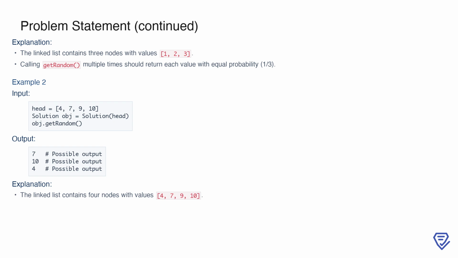The goal is to ensure that the random selection is fair and that all node values are equally likely to be returned. This example illustrates how our solution must handle lists of varying lengths while maintaining uniform probability distribution.